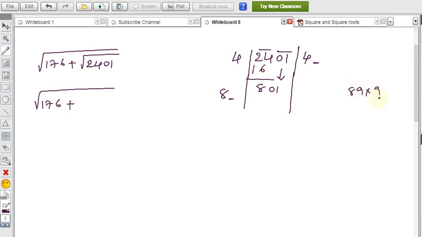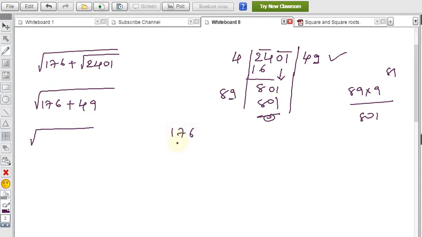89 into 9. Let us see this. 9 nines are 81. 89 nines are 801. That means what is left is 49. So 49 is the square root of 2401. That is 49. Now 176 plus 49. So you can add both.